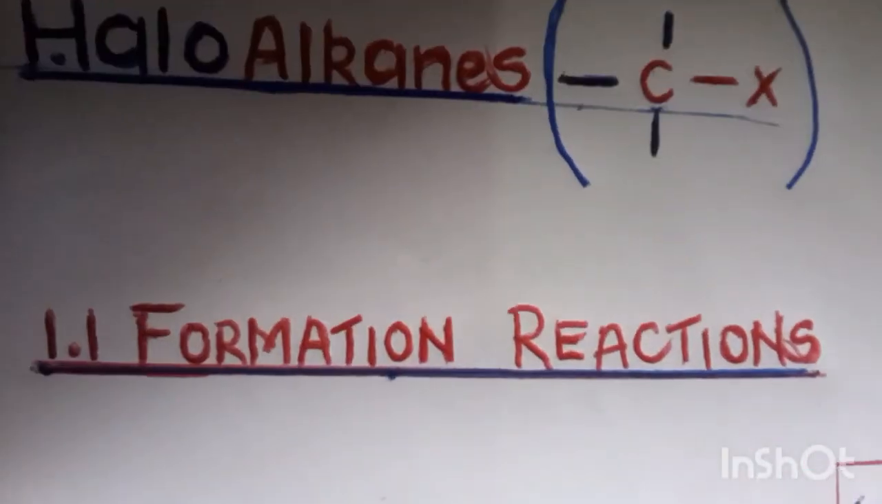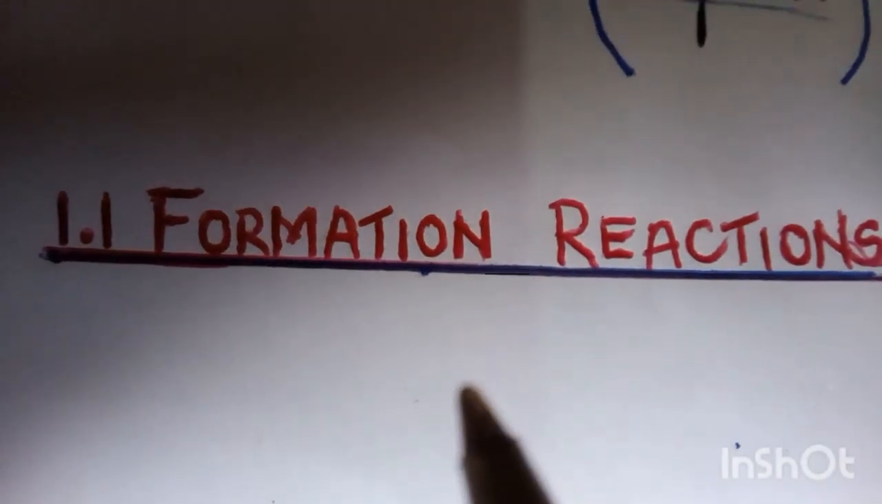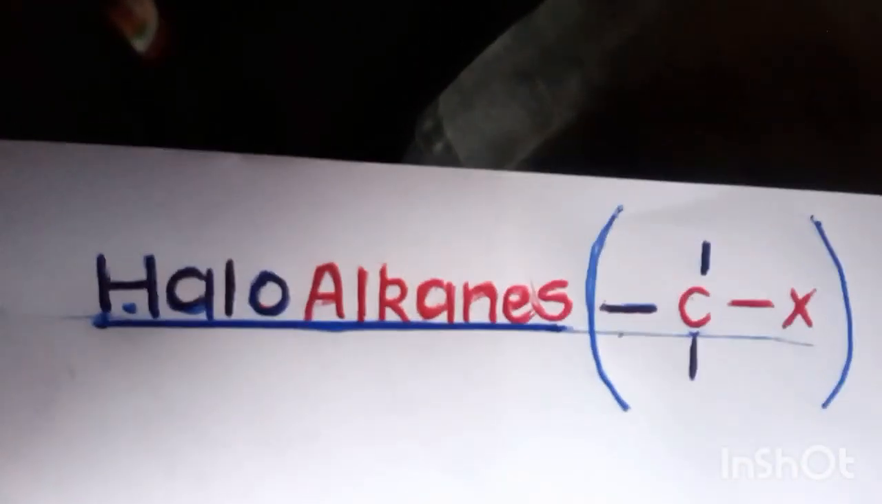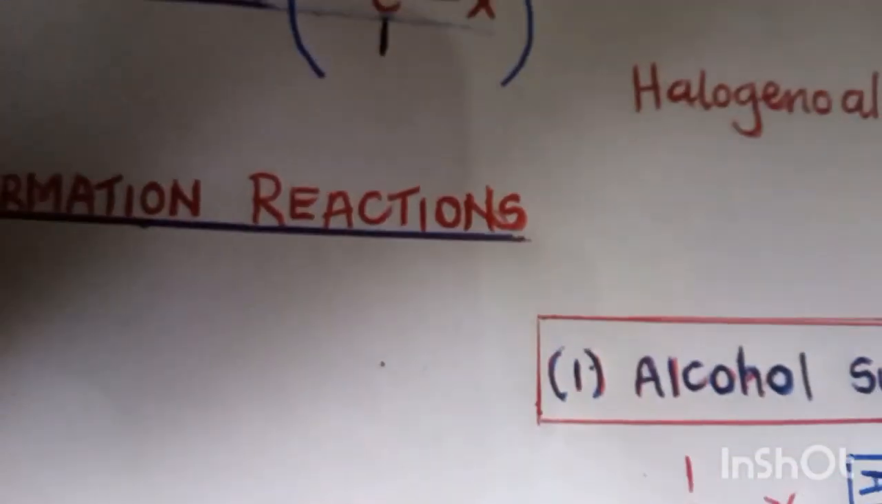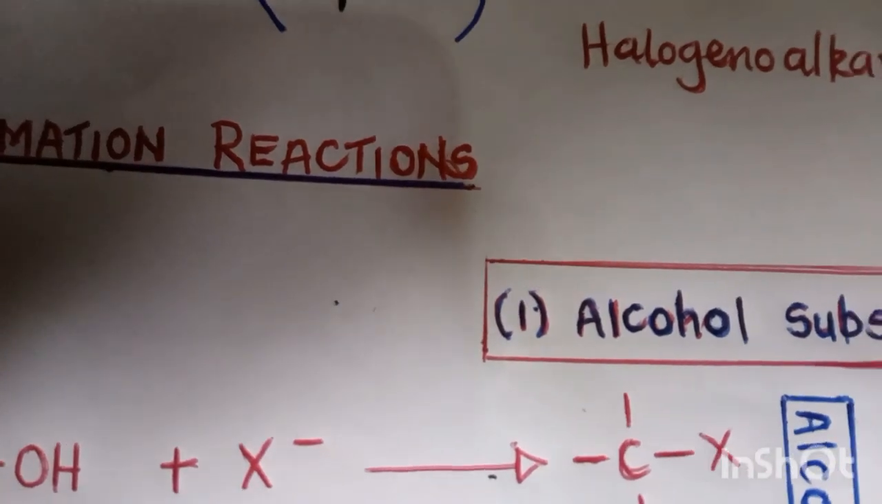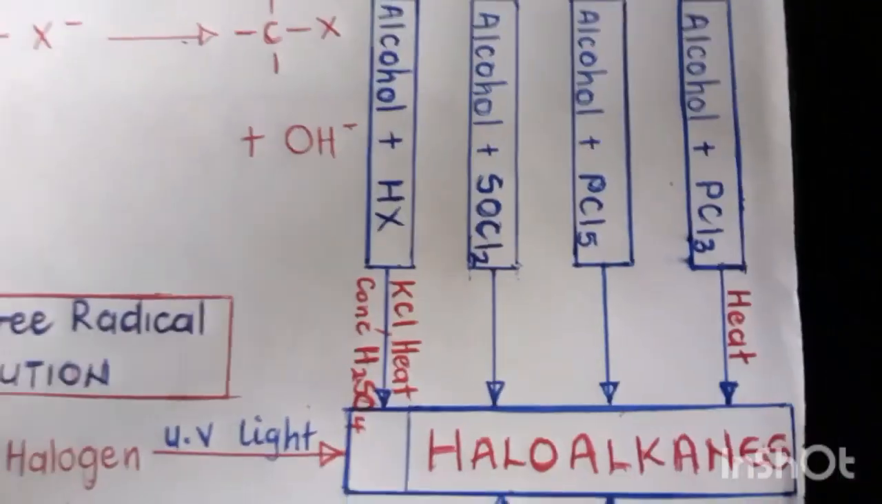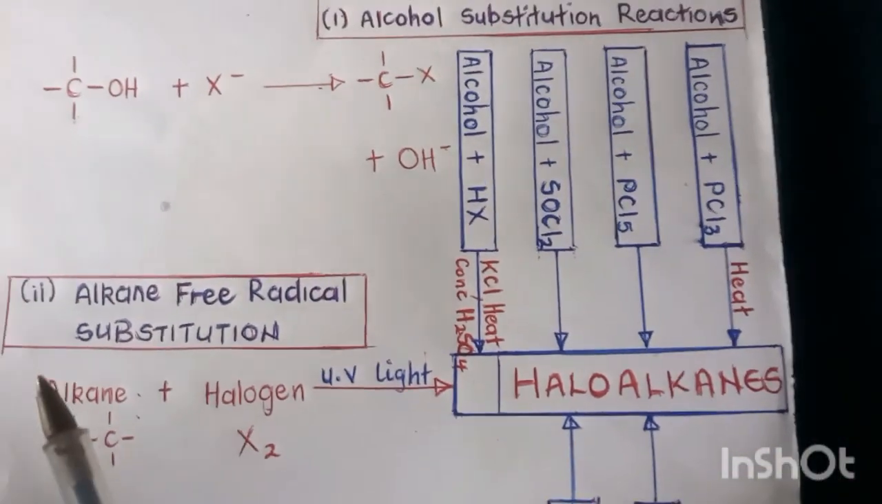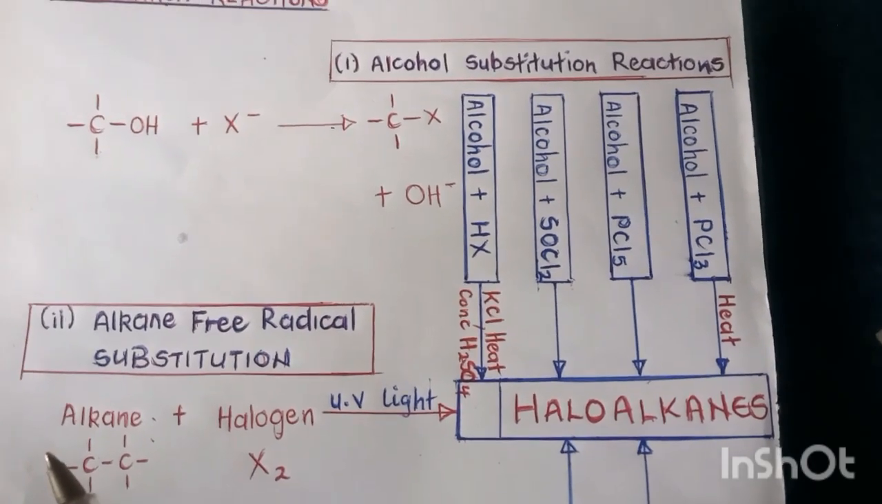First on the list for us to talk about is the formation reactions of these compounds. The reactions that are used to form the haloalkanes. Now, there are basically only three main types of reactions that are used to make haloalkanes. And these are the ones that are represented on the mind map diagram that is shown on the screen right now.